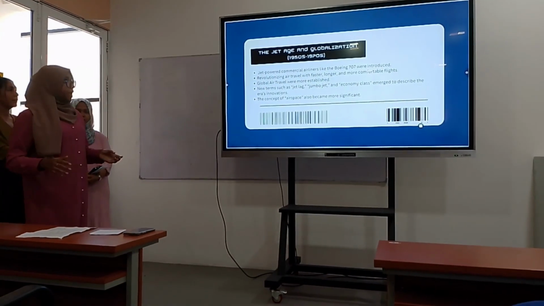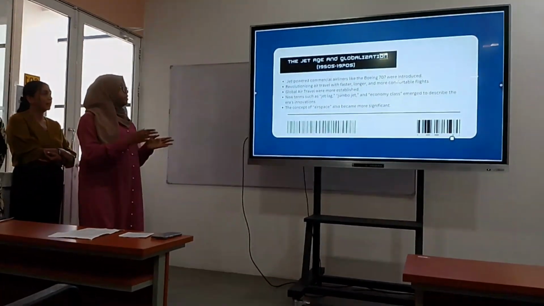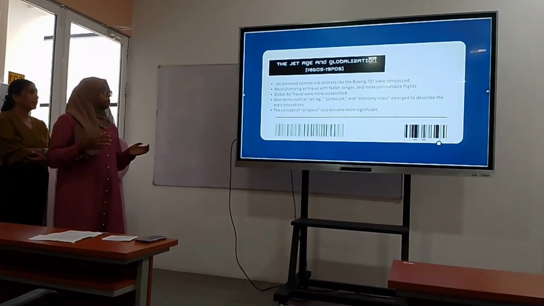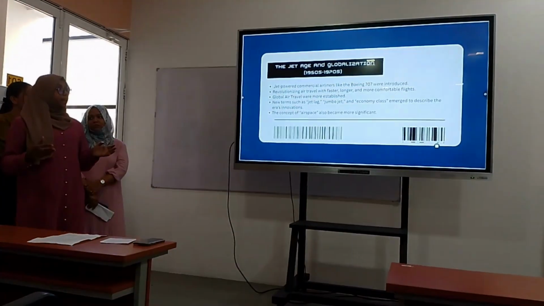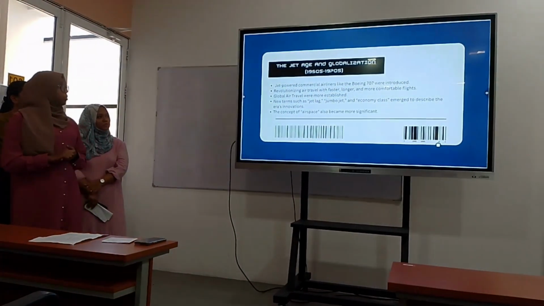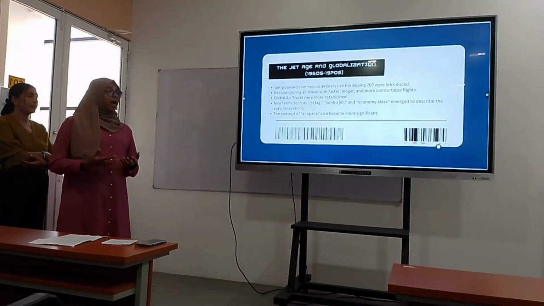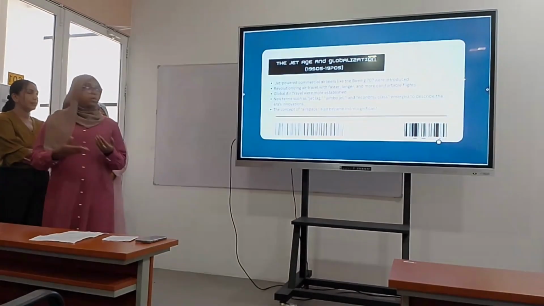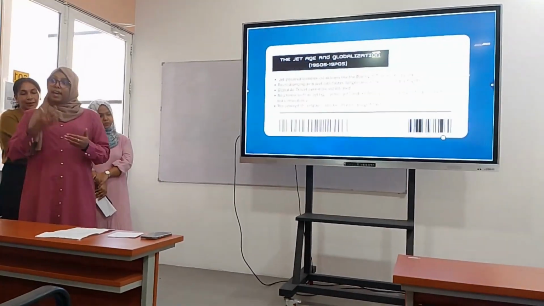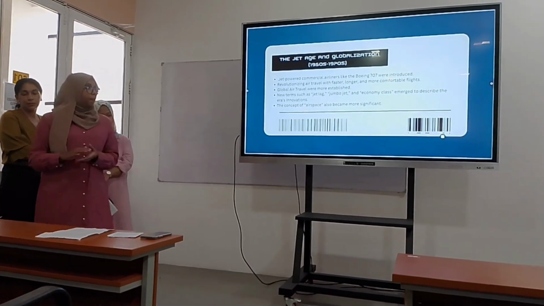Then we have the jet age and the globalization era, which falls during the 1950s to 1970s, where jet-powered commercial airliners like the Boeing 707 were introduced, and words such as jet lag, jumbo jet, and economy class emerged during this era because global air travel was introduced during this golden era.